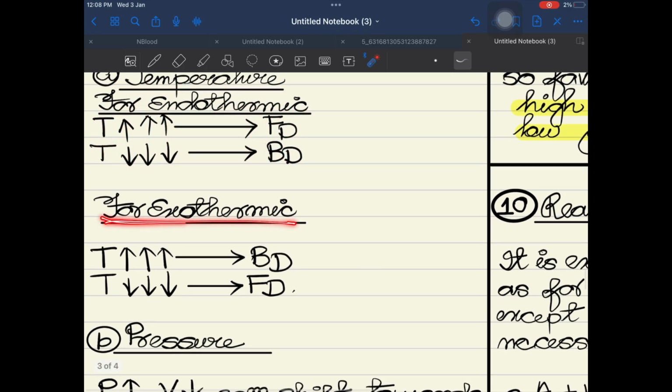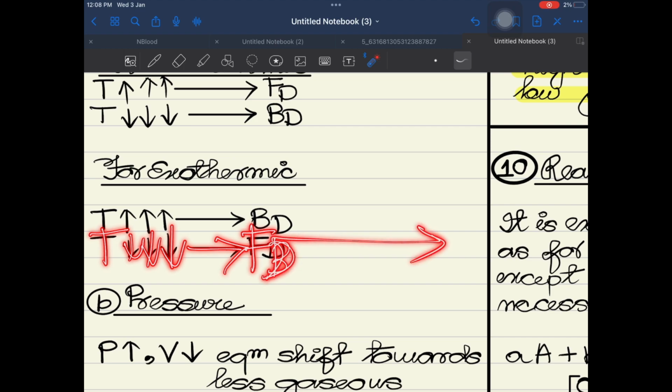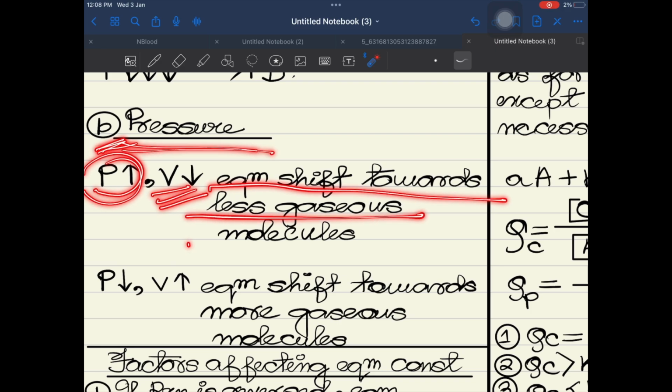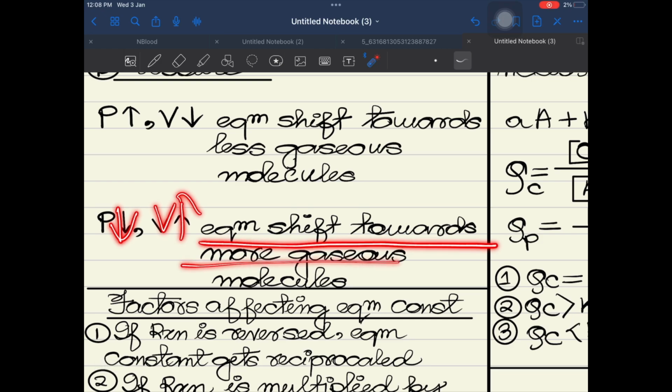For exothermic reactions, if we increase the temperature, then equilibrium will shift towards the backward direction, and if we decrease the temperature in an exothermic reaction, then equilibrium will shift towards the forward direction. Now the second factor is pressure. If we increase the pressure, we know volume will decrease, so equilibrium will shift towards fewer gaseous molecules. And if we decrease the pressure, volume will increase, then equilibrium will shift towards more gaseous molecules.